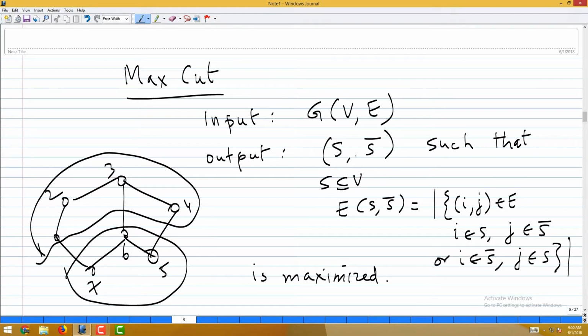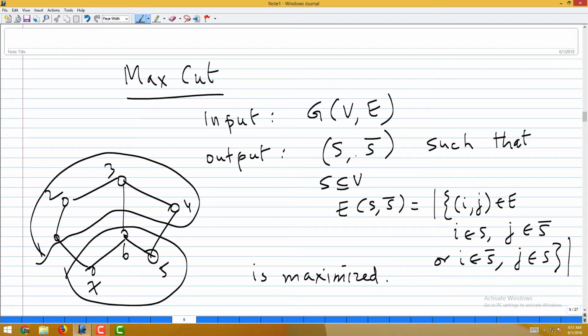Can somebody give me a randomized algorithm, the way we did it for SAT? So what did we do for max SAT? We said, what are you looking for? An assignment. I'll give you a random assignment. That was a randomized algorithm, right? Pick what you want for every variable, 0 or 1. I'll toss a coin and decide. What do we want here? We want a partition. So randomly pick what?